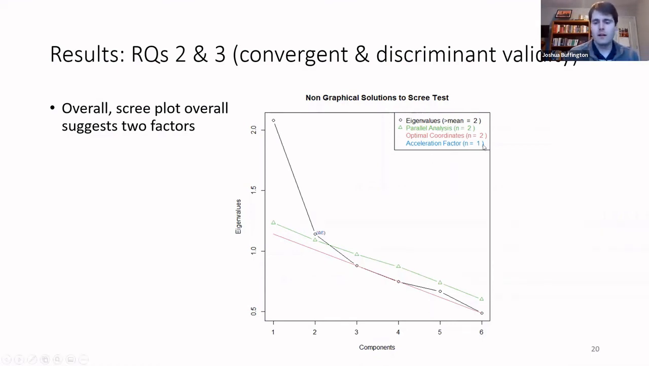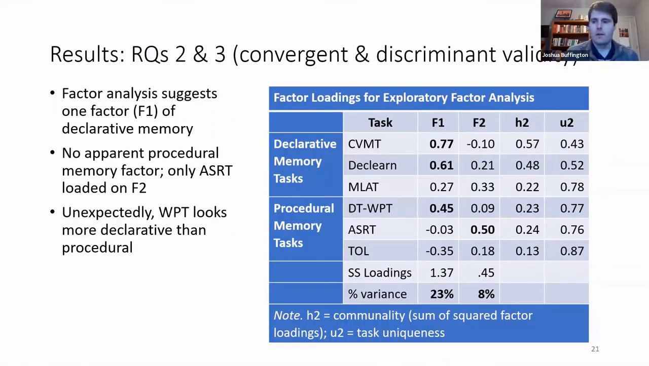We conducted several statistics on this scree plot, most of them suggesting that there were 2 factors present in our data set. So given that, we conducted the factor analysis with 2 factors, which we expected to map on to procedural and declarative memory. Okay, so what did we find for our primary analysis? I'll start by talking about factor 1.